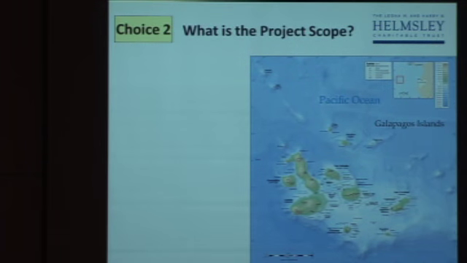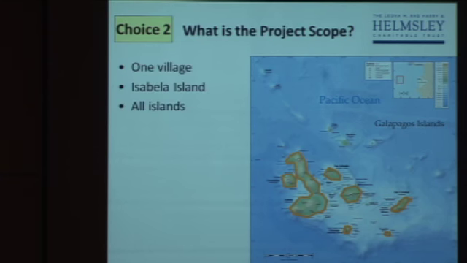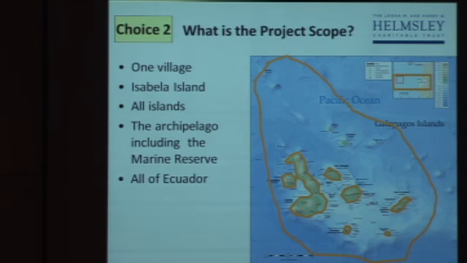And it starts, again, with one of the first questions: what is the project scope? So we asked them, well, are you interested in one village? Are you interested in Isabella Island? Are you interested in all the islands? Are you interested in the archipelago? Or are you interested in all of Ecuador?